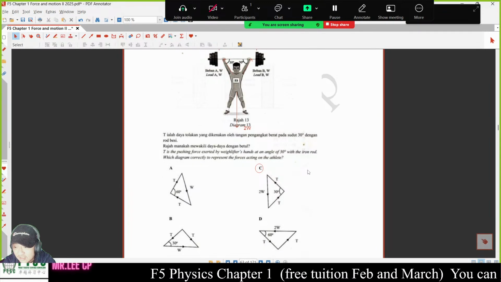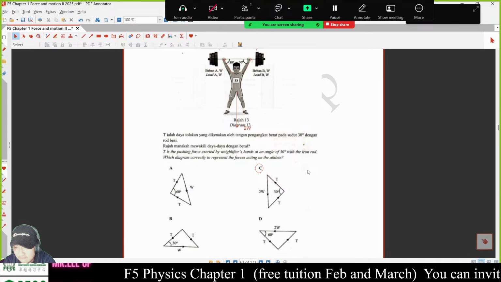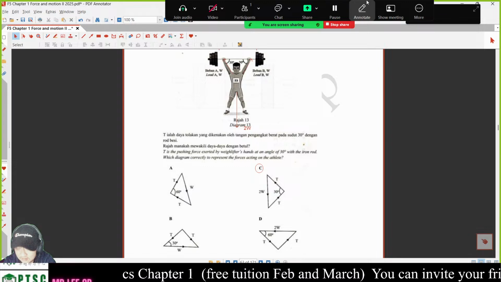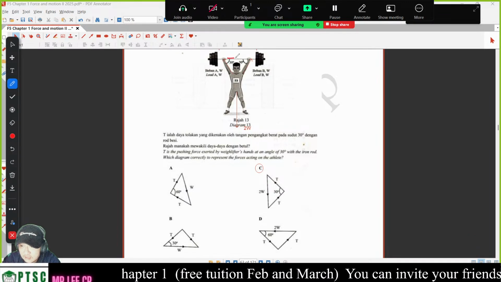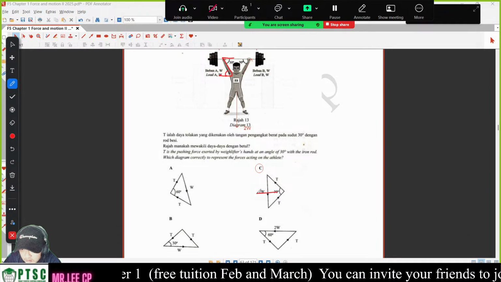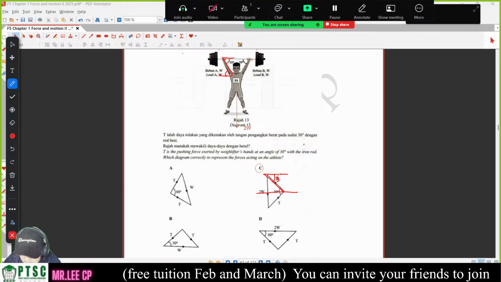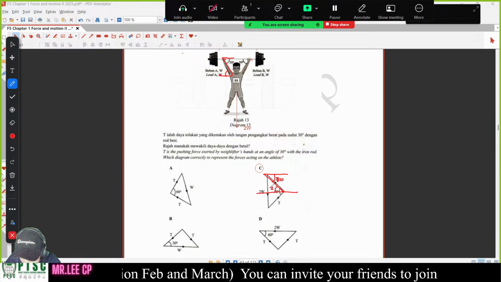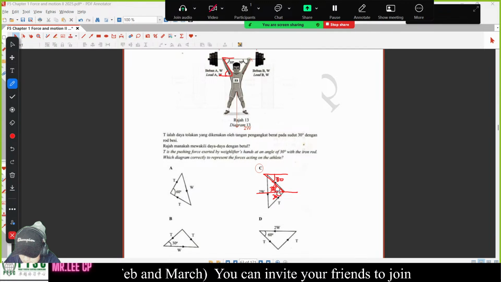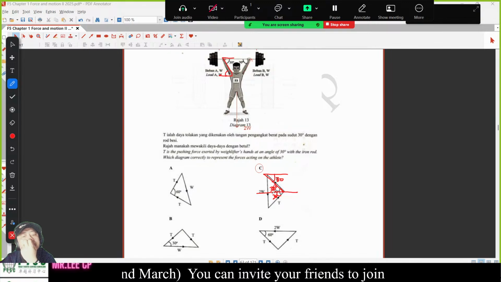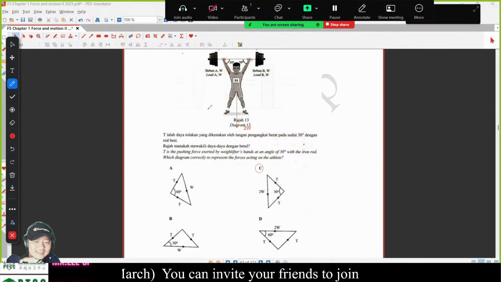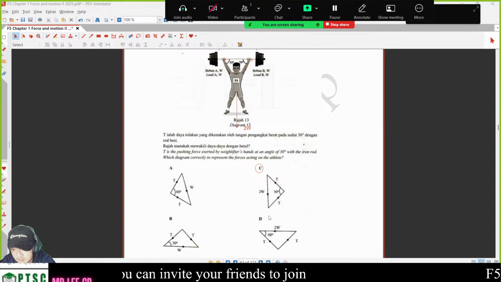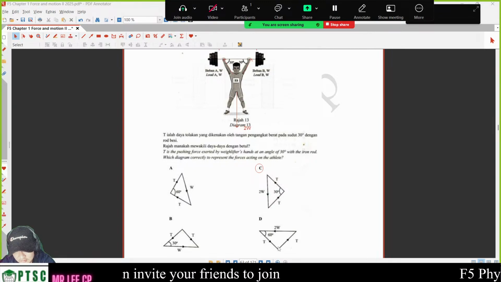No answer. So bad, the question. Supposed to be 60. Why? Because this angle is 30. T to horizontal is 30. So this angle is 30 already. So this one's supposed to be 30. How? This one, no answer. The answer given is this one, right? This one also wrong. 60.